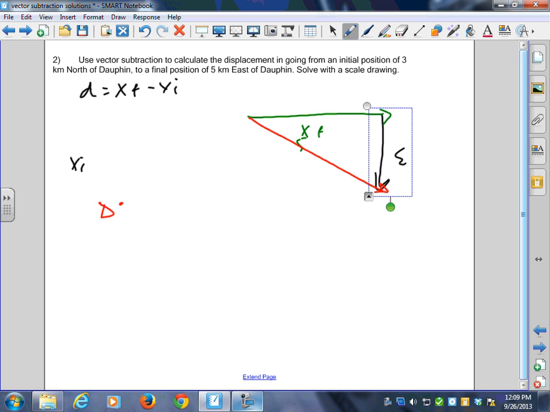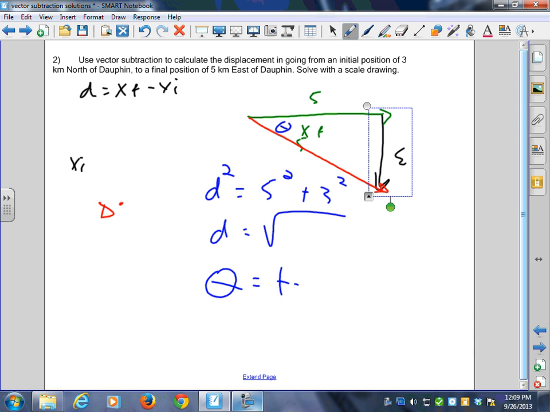You could obviously also say if this is 5 and that's 3, you could also say that your displacement squared is going to be 5 squared plus 3 squared, and you can work that out for yourself. The angle here is going to be the inverse tan of opposite over adjacent, 3 over 5. And you can check the answers to see what the actual answer is. All right, so that's number 2.